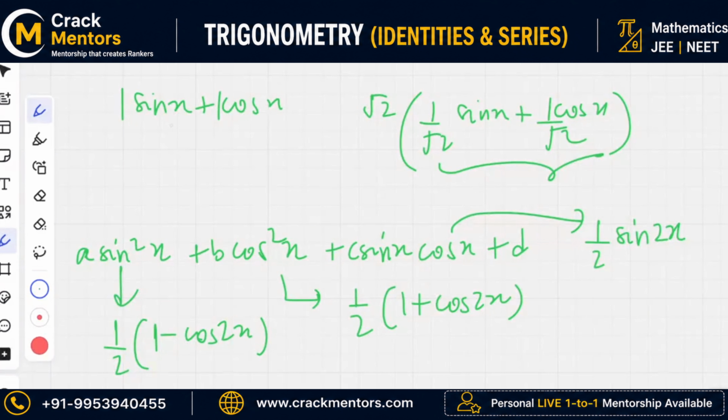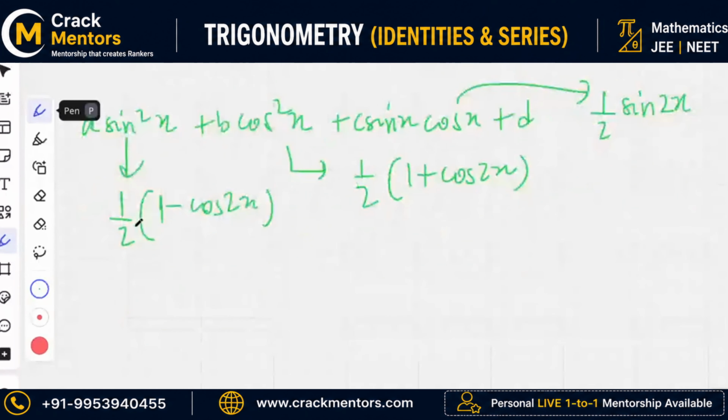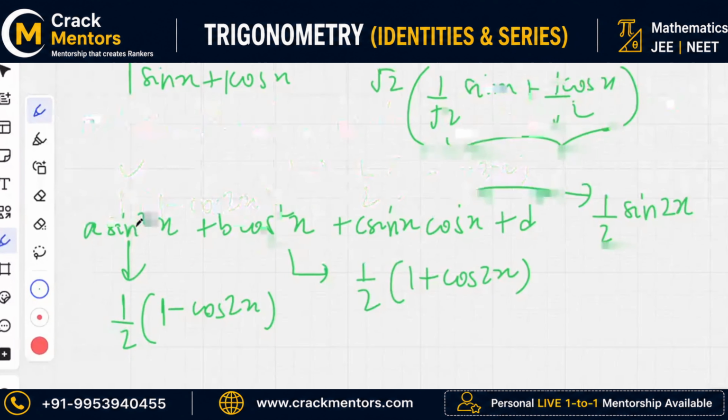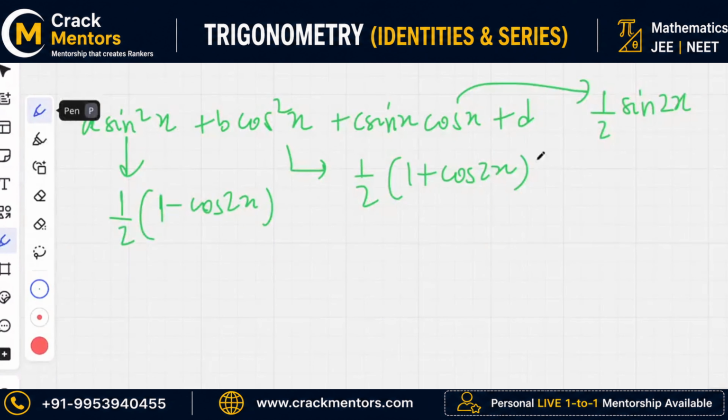You know what will happen after this? Everything would be in terms of sin 2x and cos 2x, right? So now you can again use this thing because we have the argument same, x, sin x cos x. Is this correct? Cos square x is 1 by 2, 1 plus cos 2x.